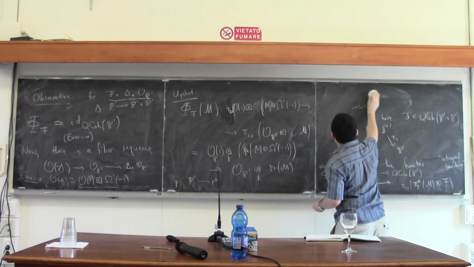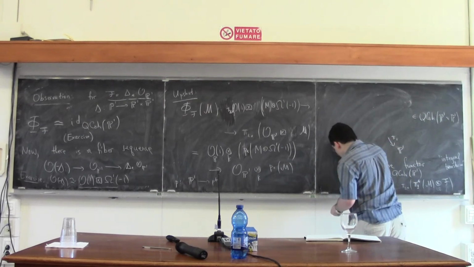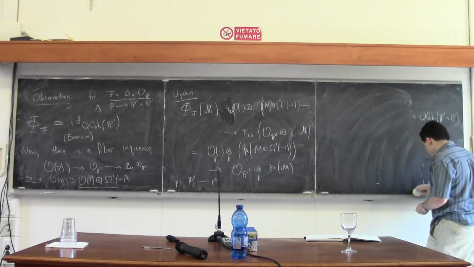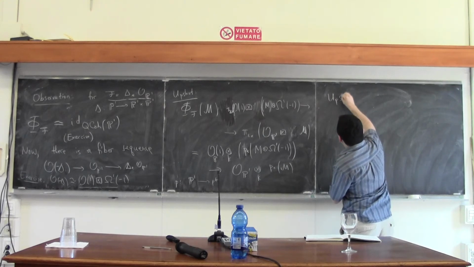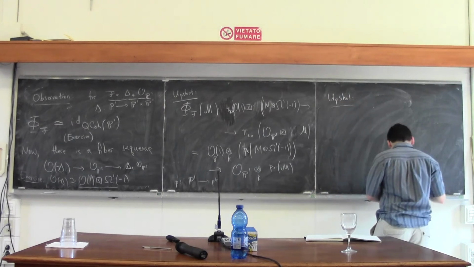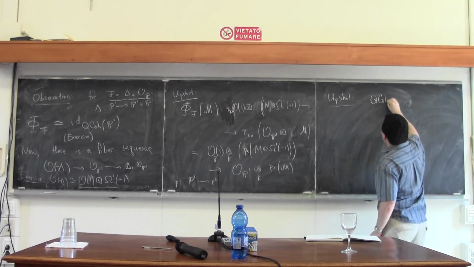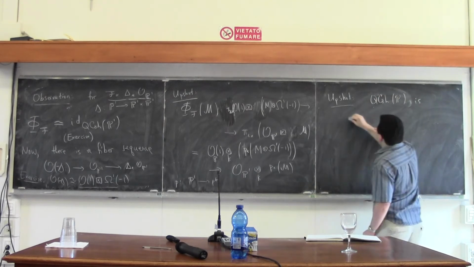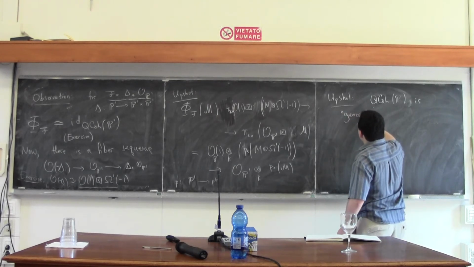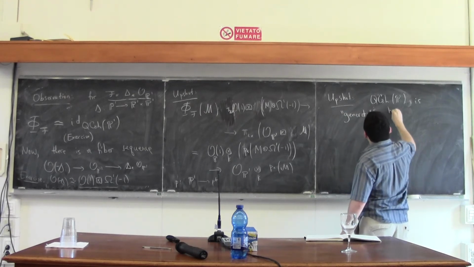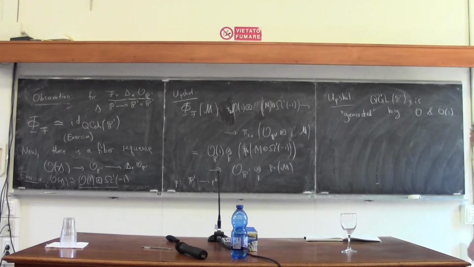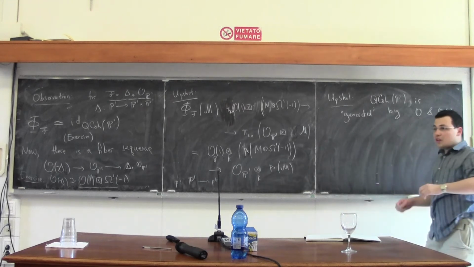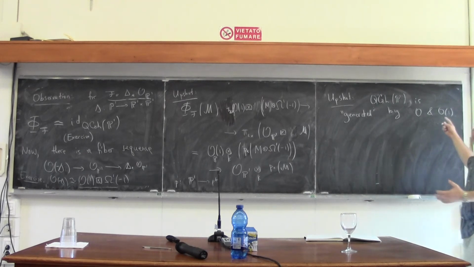So the upshot, I will say, P1 is, I'll put in quotes because I don't want to define this word, generated by O and O(1). I don't want to leave you hanging with a vague description. Whatever generated means, it means that if we understand everything about these objects, we can describe the category.